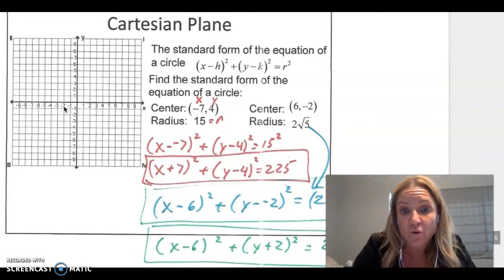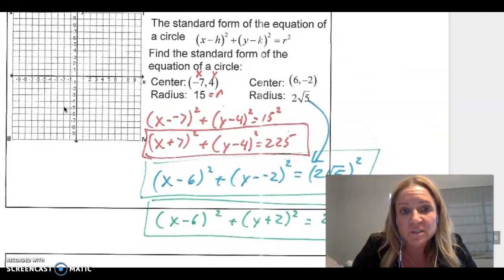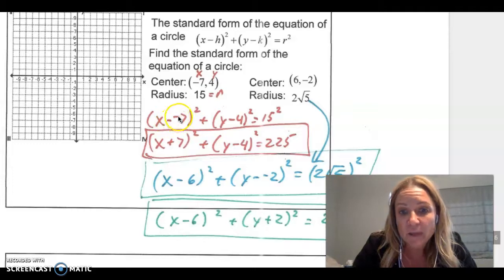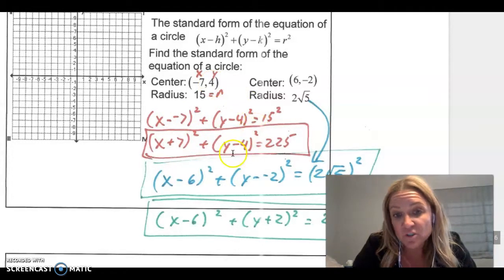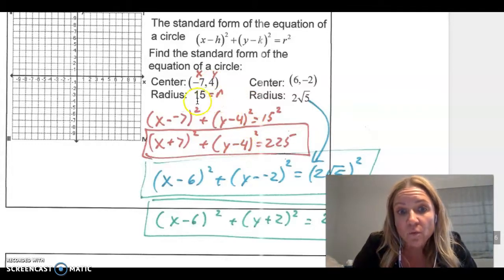Find the standard form of the equation. So this one's a little bit easier. We're just going to plug in these numbers. Now, if you have a negative, when you plug it in, you have minus, minus. So you're going to change it to plus. And then this one is a plus, so it's just y minus 4. Radius of 15, so you plug in 15 and you square it, and you get 225.